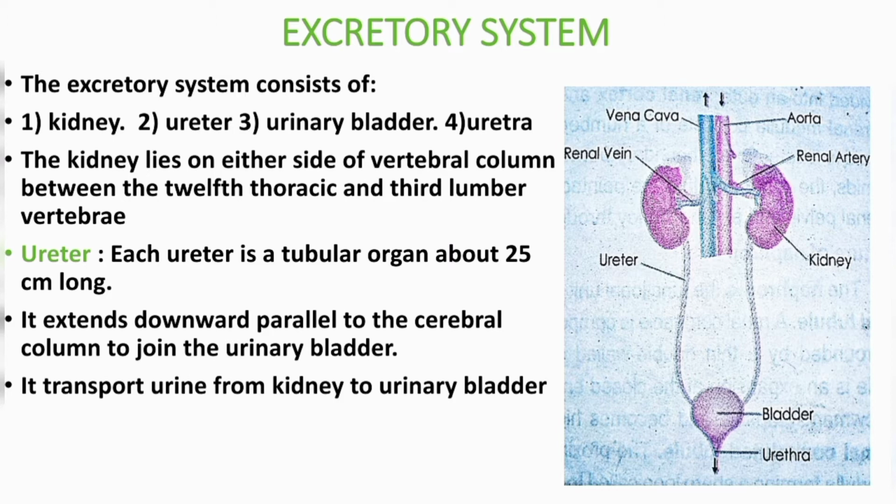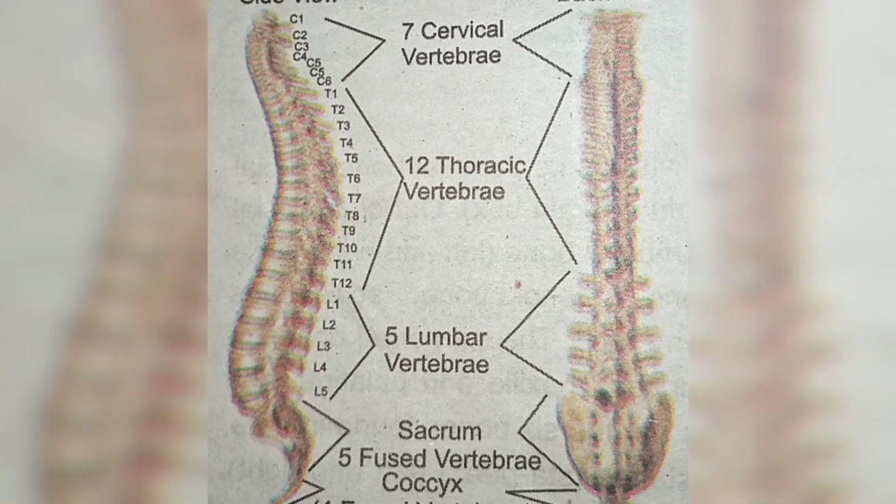Now we learn about the location of the kidney. The kidney lies on either side of the vertebral column. The vertebral column is the backbone of our body, as you can see in the picture. So this is the picture of the vertebral column, which is also known as the backbone. As you can see in the picture, the vertebral column or the backbone has many parts.